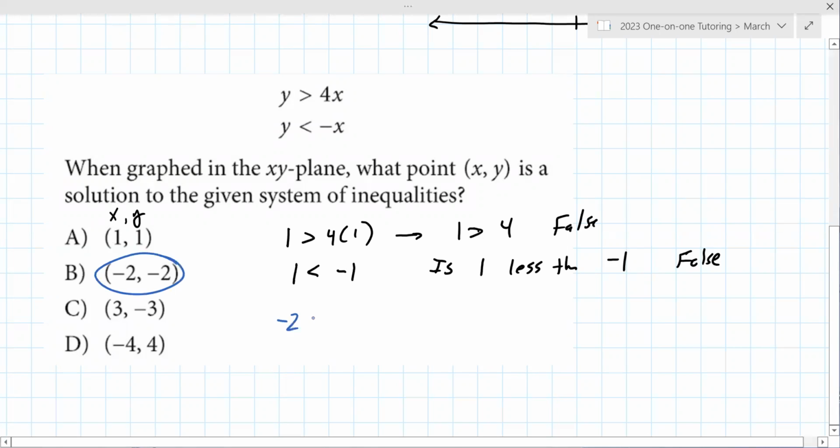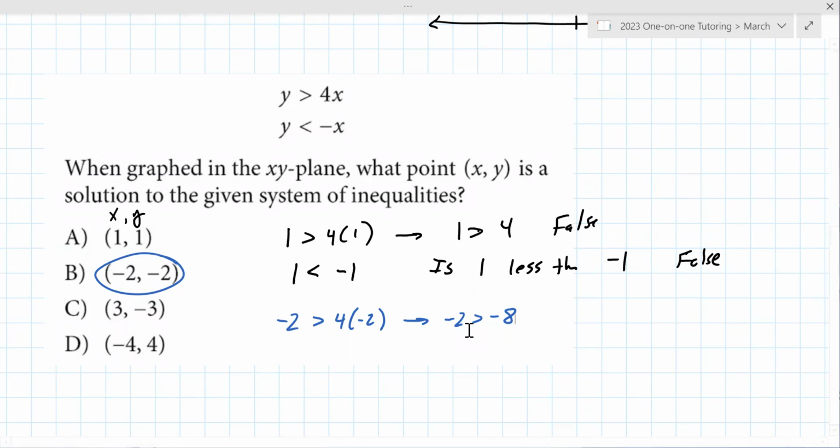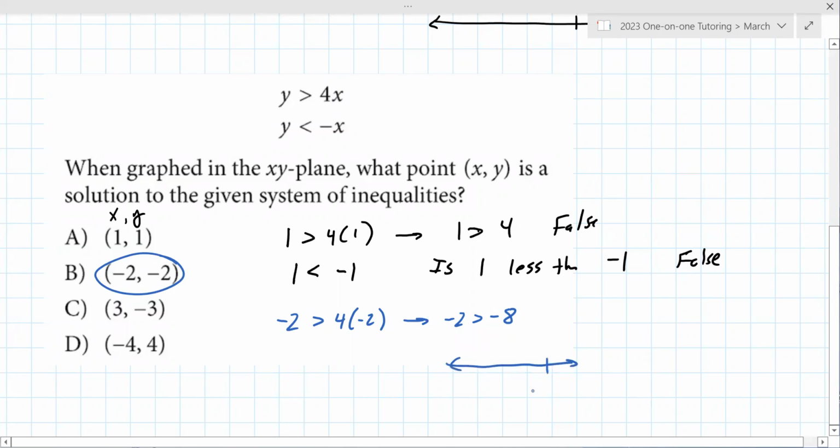All right. Is -2 greater than 4 times -2? I'm using that in that first equation. Is -2 greater than -8? Is that true or false? Greater than means it's more to the right, further to the right. So here's -2 on the number line. Here's -8. -8's further to the left. So -8 is less than -2, but we're asking, is -2 greater than -8? Then yes, this is a true statement.